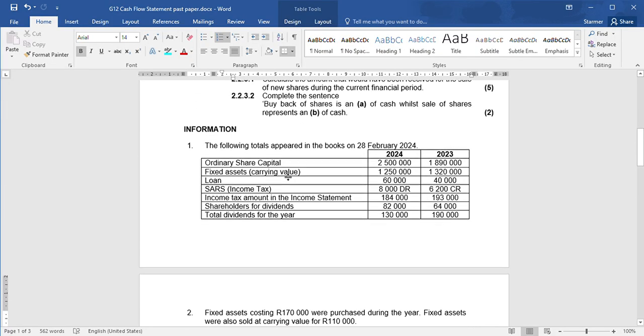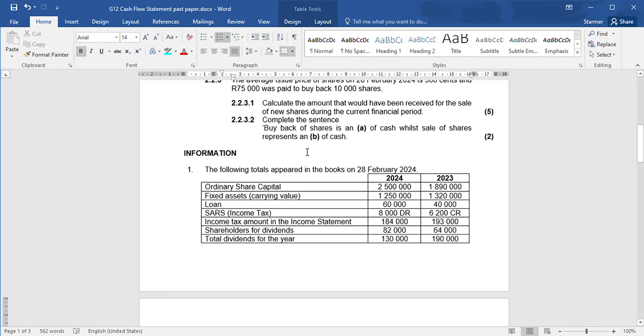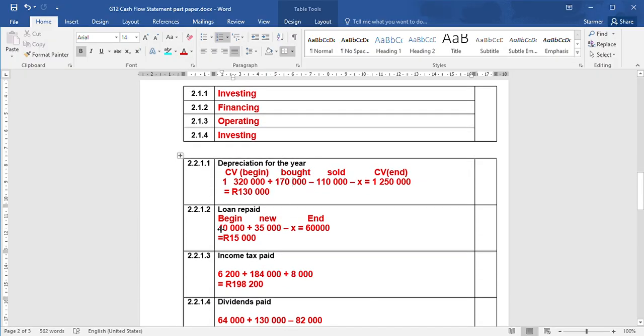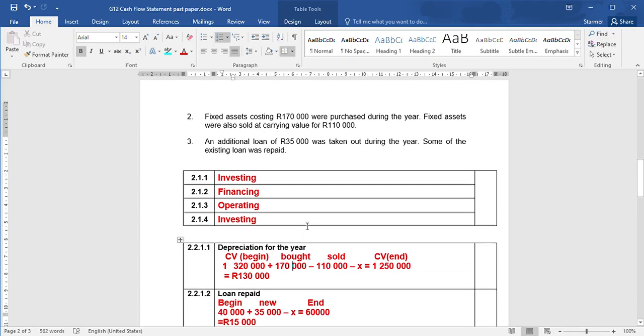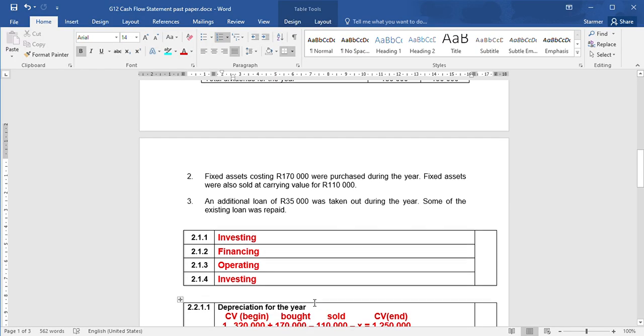Okay, the next thing we're asked to calculate is the loan repaid. To do this, you're going to take the loan at the beginning of the year plus any new loan minus what you've repaid, which you will make X here, and that will give you a loan at the end. So if we have a look here, the loan at the beginning was 40,000 and the end 60,000, and it tells you here in number 3 that an additional loan was taken out during the year.